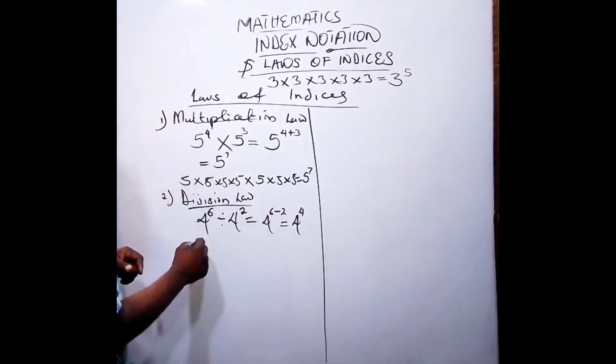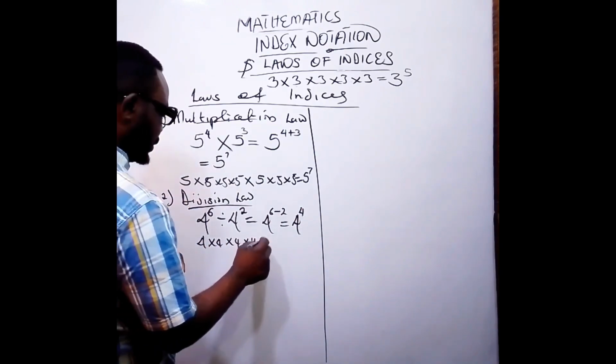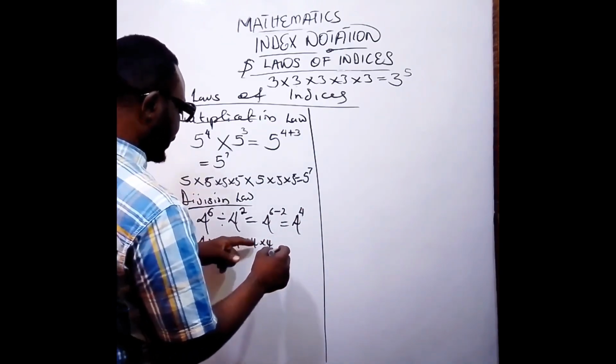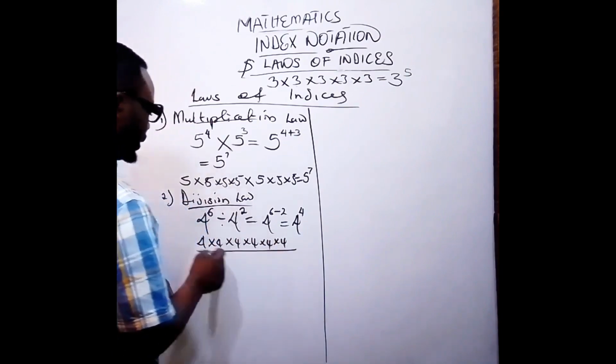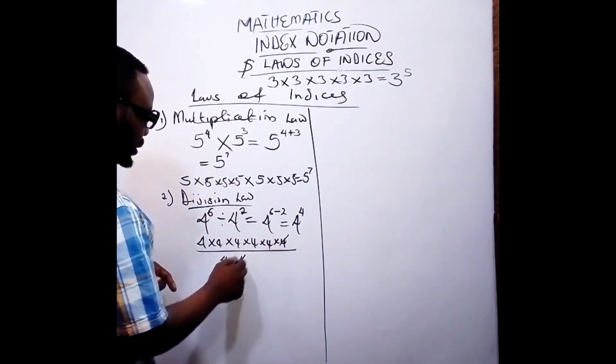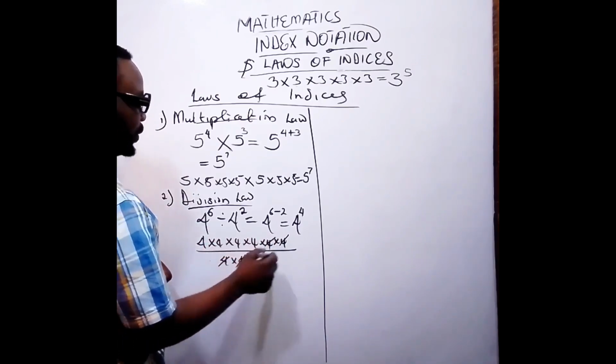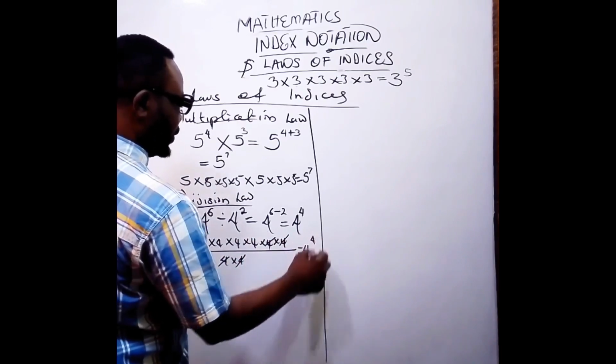Let's do the checking. 4 raised to the power of 6 will be 4 times 4 times 4 times 4 times 4, 1, 2, 3, 4, 5, times 4, 6. 4 raised to the power 2 is 4 times 4. So you can cancel this one with this, and this one with this. We're having 1, 2, 3, 4. This is 4 raised to the power of 4.